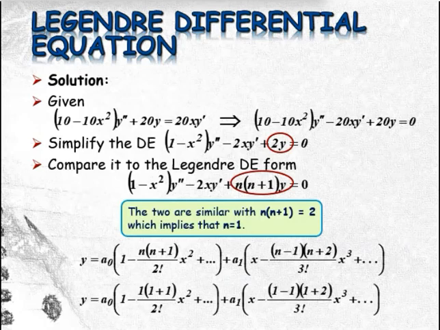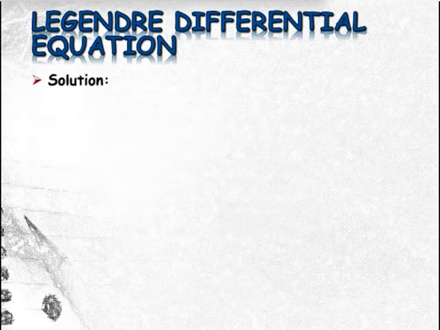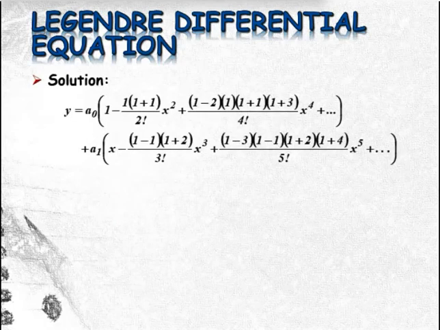And we will end up with the expression y equals a sub 0 times 1 minus 1 times (1 plus 1) over 2 factorial x squared and so on, plus a sub 1 times x minus (1 minus 1) times (1 plus 2) over 3 factorial times x cubed and so on. If we want to extend the expression to x to the fourth and x to the fifth, you will end up with this expression.